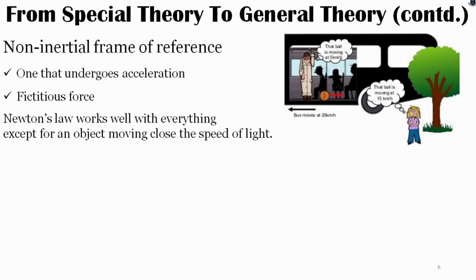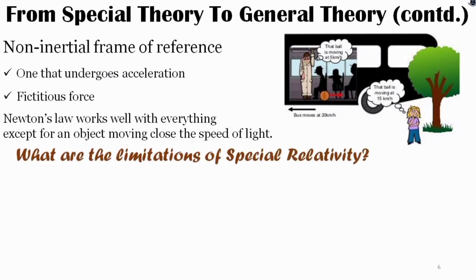Now, when we move from the inertial to non-inertial frame of reference, Einstein thought that if we are moving at a certain speed, maybe a little bit more than that, maybe a car or an airplane or anything, we have not yet calculated the laws of physics taking the highest speed of a moving object. So what is the highest speed of a moving object? It is the speed of light. So Newton's law works well with everything except for an object moving close to the speed of light.